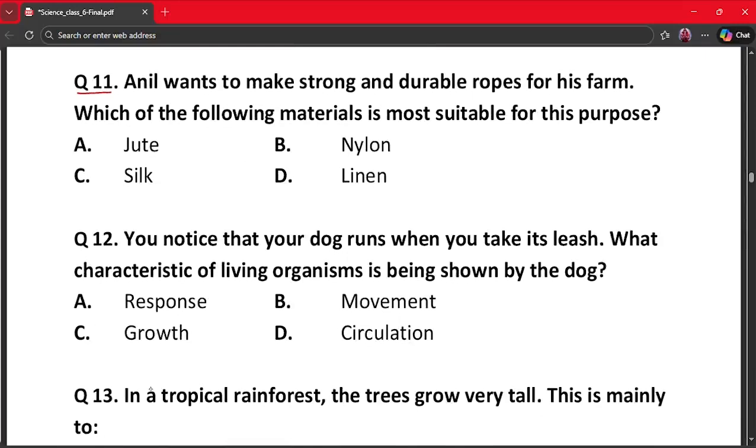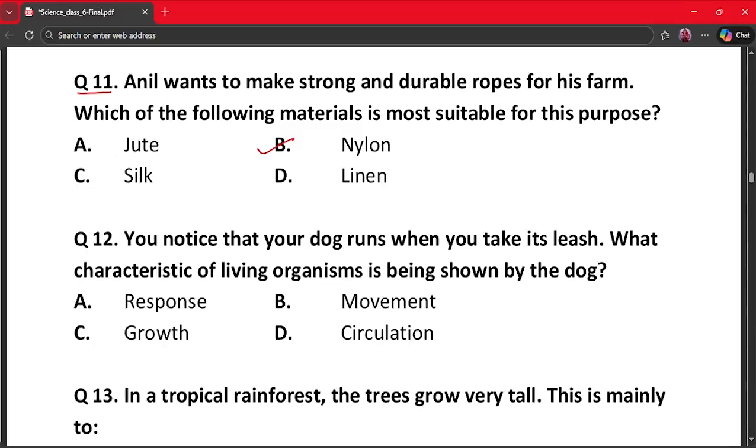Anil wants to make strong and durable ropes for his farm. Which of the following materials is most suitable for this purpose? A. Jute, B. Nylon, C. Silk, and D. Linen. The correct answer is option B, which is nylon. So nylon fibers are very strong. They are durable and long lasting.